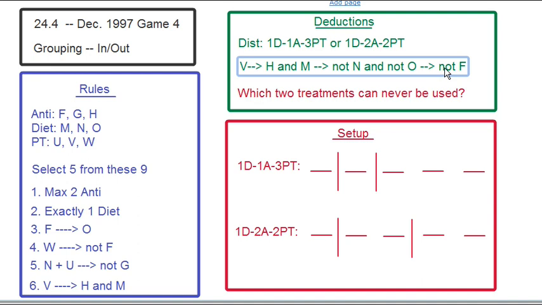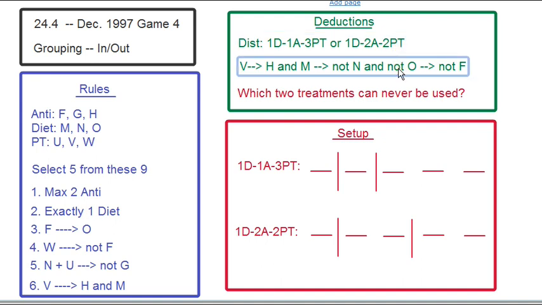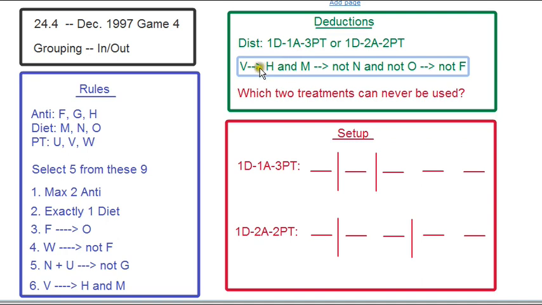But that doesn't completely tell us what's going to happen when we choose V. We have some information, but we don't have a complete solution. And the reason is because it's going to depend on which distribution we go into. So, for example, if we already have the H, okay, so if we decide to go with this distribution, one dietary regimen, one antibiotic, and three physical therapies, then this H would be the antibiotic, and M would be the dietary regimen, V would be one of the physical therapies, and then we would have to choose the other two. That would be one way to complete the solution.